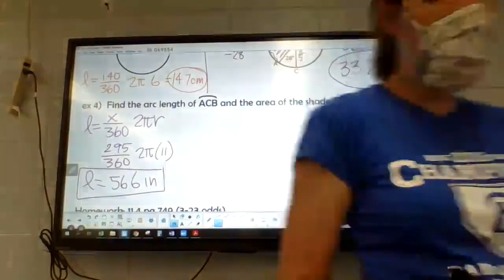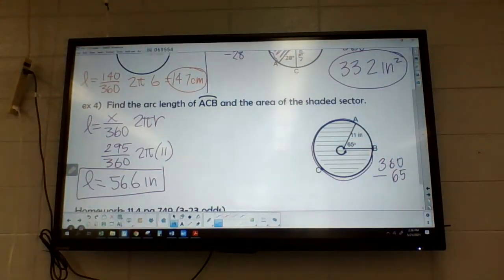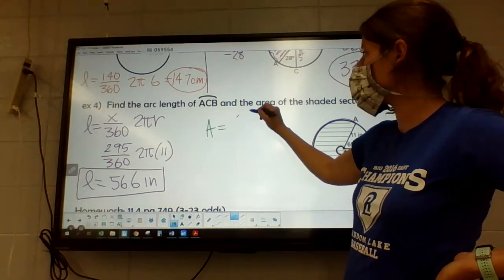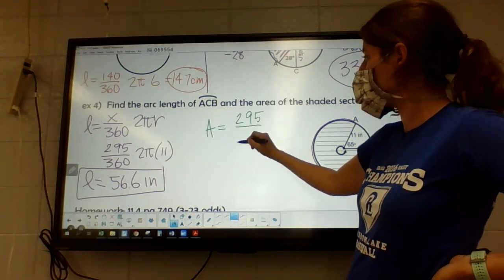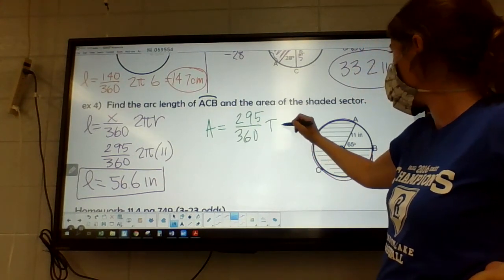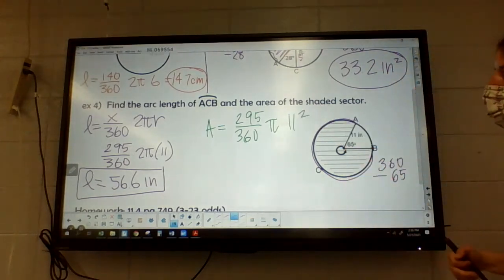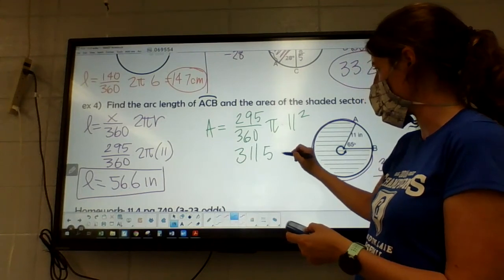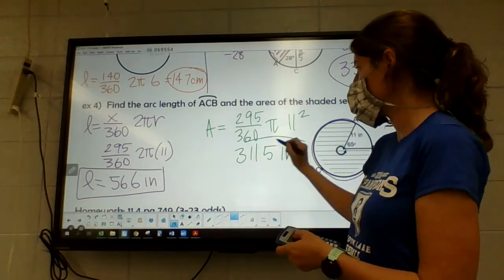And then they want the area of that shaded sector. So they want the big area. So you ate a majority of the pizza. So it's still that 295 out of the 360 times pi r squared, which is 11 squared. So 311.5, I believe. And that's our area.